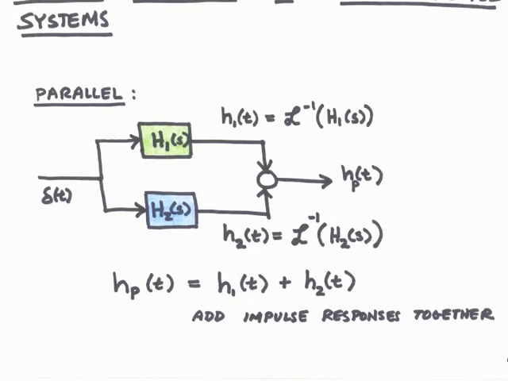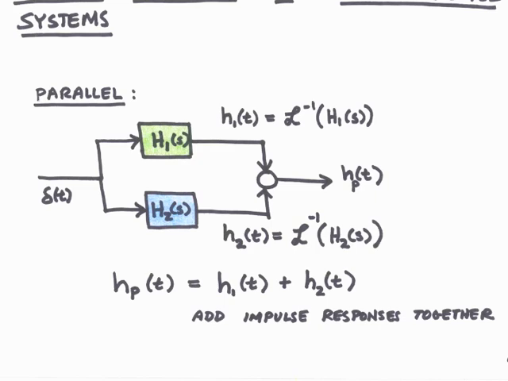Let's start by looking at a parallel interconnection and examining what the impulse response will be. In a parallel interconnection, the same input goes into both blocks. When we look at impulse response, we're talking about applying an impulse to the input. So, we'll have an impulse going to both H1 of S and H2 of S. In response, these two blocks will produce their individual impulse responses, H1 of T and H2 of T, which will be the inverse Laplace transform of the transfer functions.